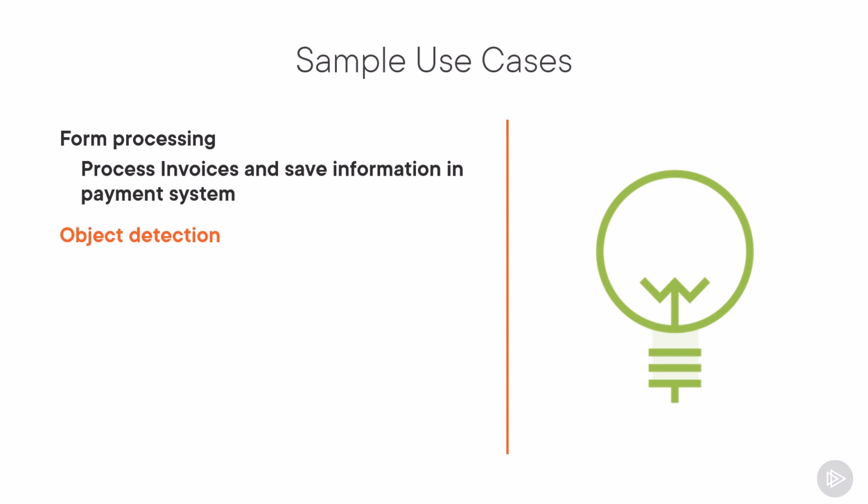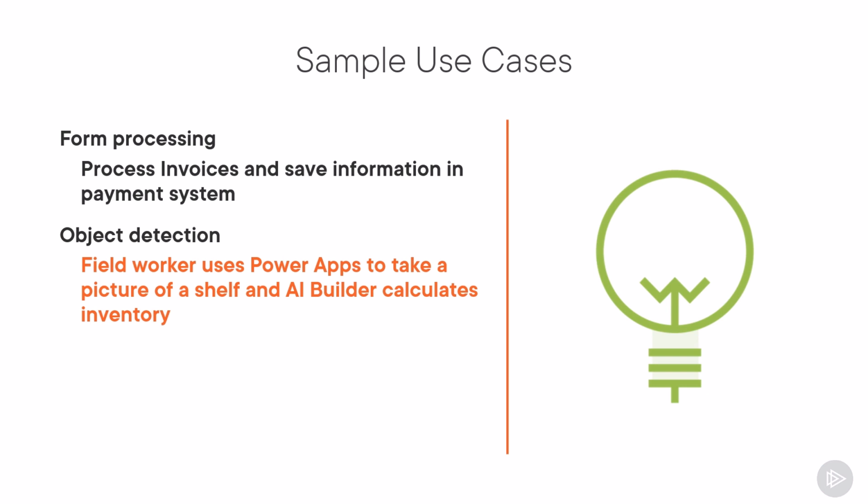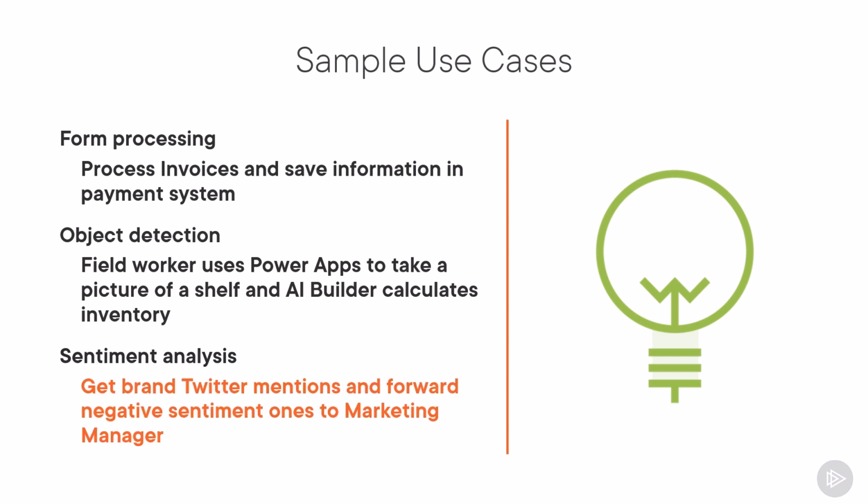With the object detection model, we could implement a Power App where a field worker could only take a picture of a shelf and let the AI Builder calculate the inventory and products in the picture. With the sentiment analysis model, we could use Power Automate to get all of the Twitter mentions of our brand, filter out the ones that have a negative sentiment, and send them to the marketing manager for personal follow-ups.